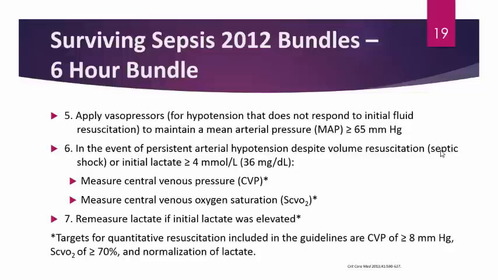So if you had septic shock or an initial lactate greater than or equal to 4, they would require you to measure what's called a central venous pressure and a central venous oxygen saturation. That central venous pressure was essentially a marker of volume status in the patient. Though even in the 2012 guidelines, they mentioned that this marker wasn't that great in terms of adequately monitoring volume status. It's still used.